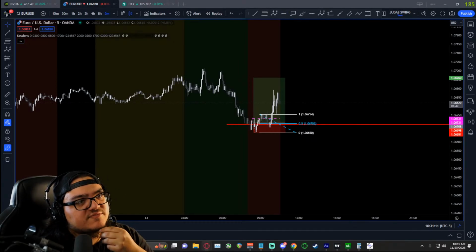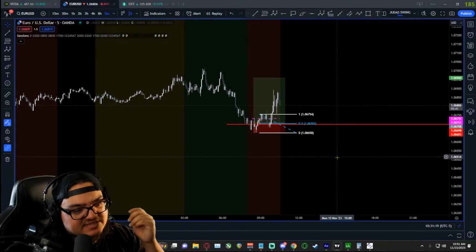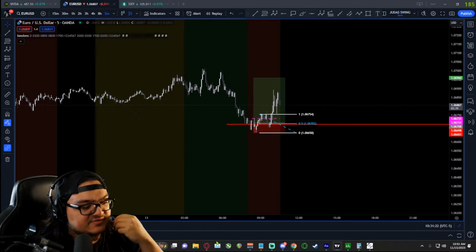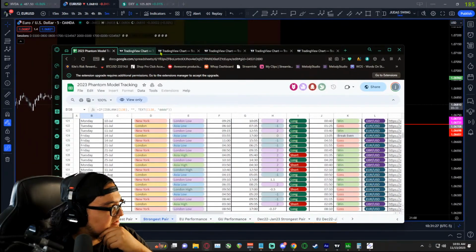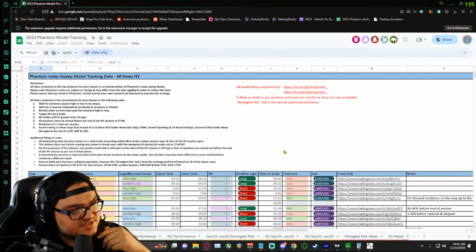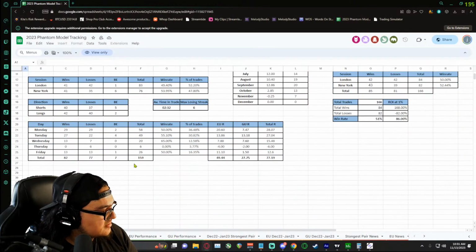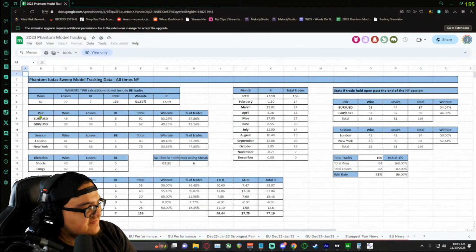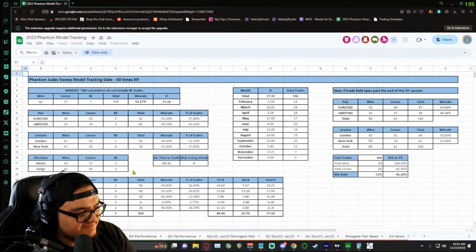Let's see. Phantom strategy seems to be not doing that good, although it did good if we look at yearly returns. If we look at it from around February to now, the strategy overall in the longer period of time is doing very well. There used to be stats on the top of this sheet. Oh, here it is. From the beginning of the year, we're at a 51% win rate, 77 R total.